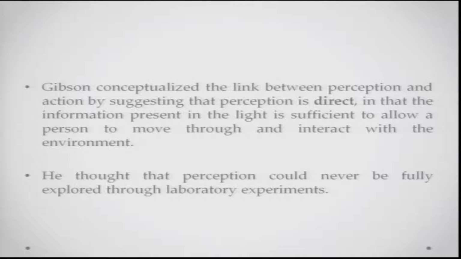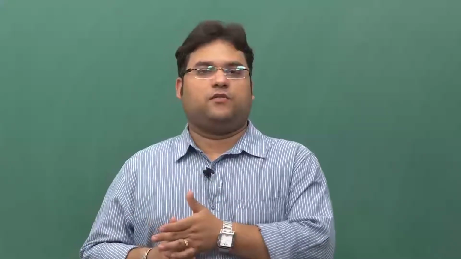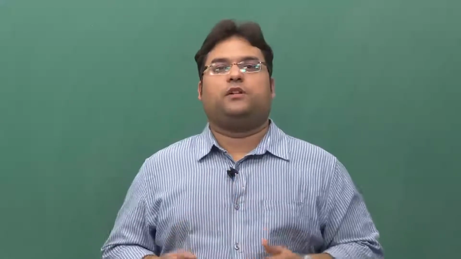Gibson also conceptualized the link between perception and action by suggesting that perception is direct, in that the information present in the light is sufficient to allow a person to move through and interact with the environment. So it does not really need any kind of intermediary processes or transformations. The light that falls on your retina is sufficient to give you enough information to both get the description of the world and to be able to interact with it.